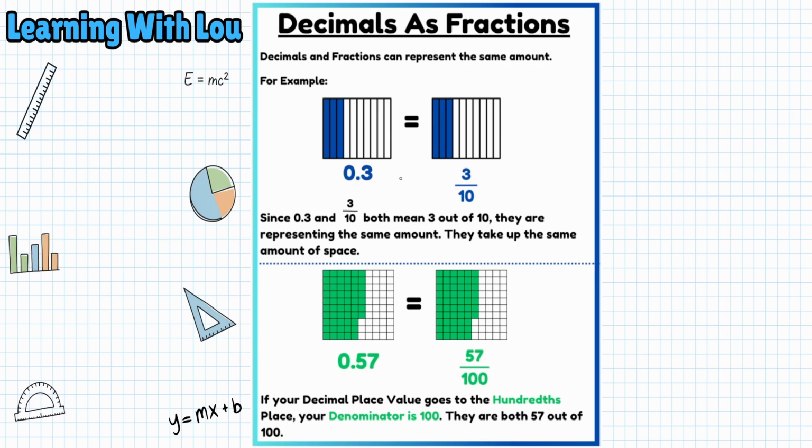Now, it's important to remember that this is out of 10 because our decimal place value here only goes to the tenths. You have 0.3 that stops in the tenths place. That's what makes the denominator of the fraction 10.